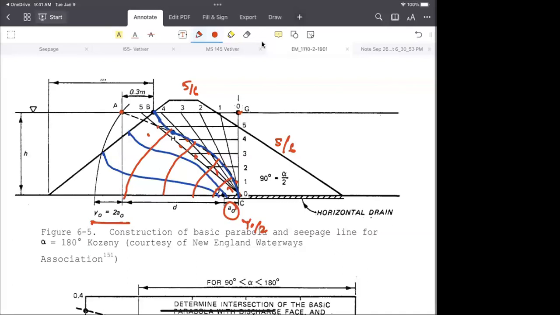So in that one, you need to do everything. Means you need to do the uplift calculation, exit gradient. You need to do all the factor of safety calculation. Then you have to do the seepage calculation, and then you have to make sure the seepage is within the limit. If the seepage is not within the limit, then you also have to come up with an alternate design, and then do the calculation again. That's the purpose of design.